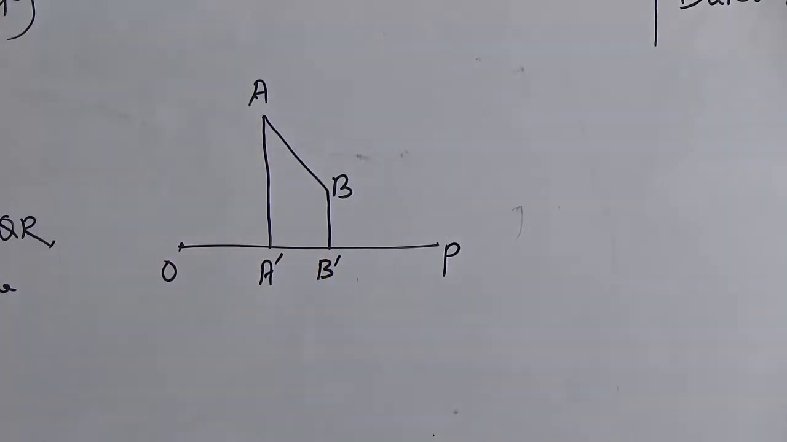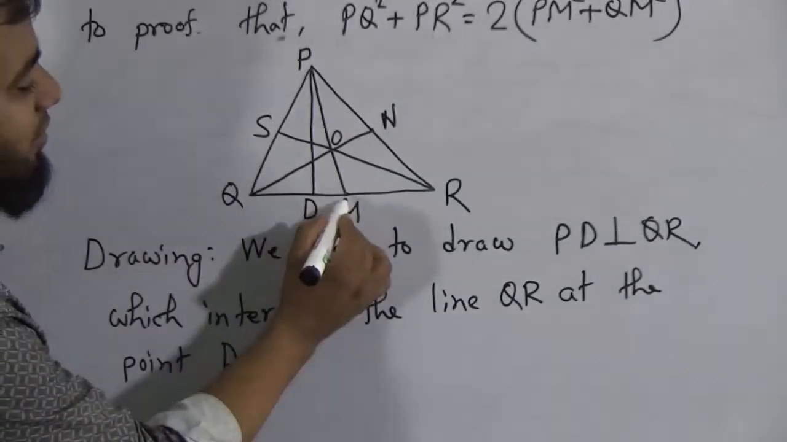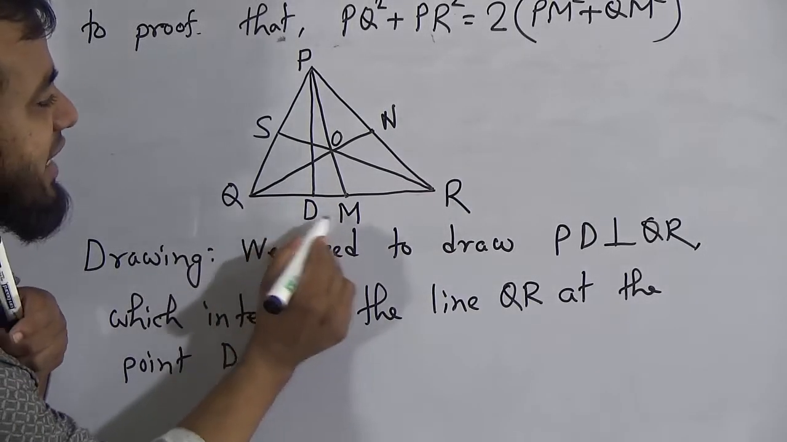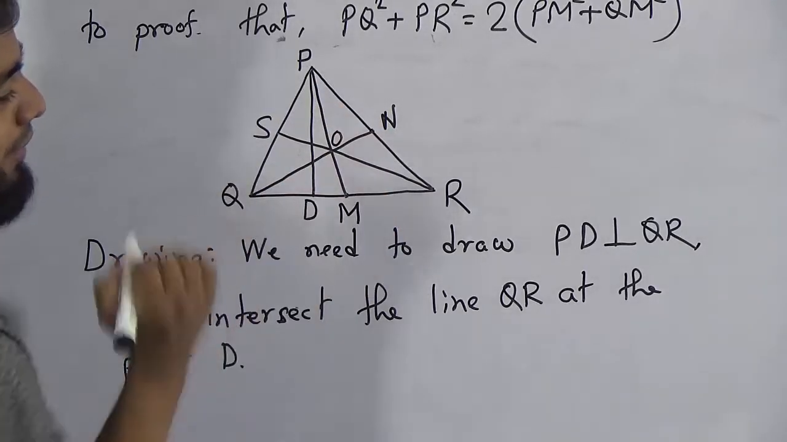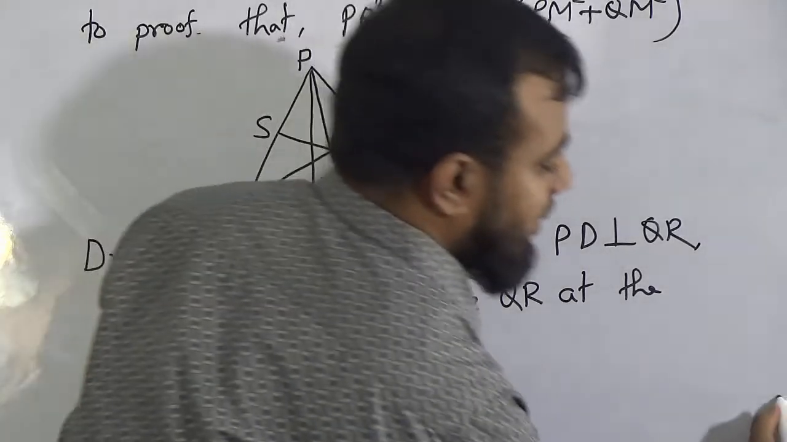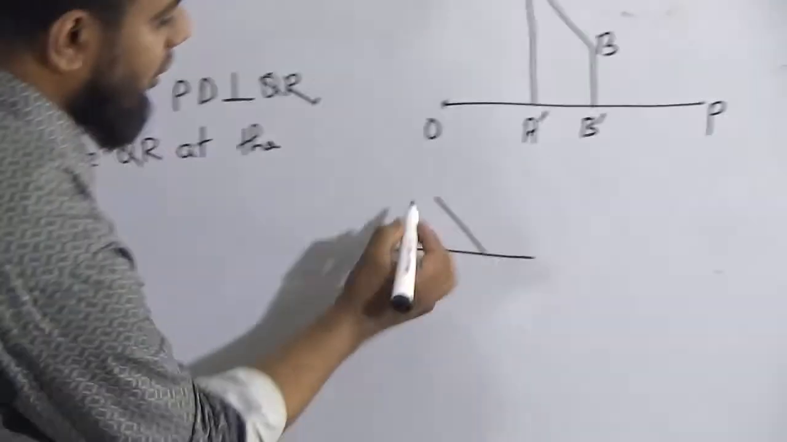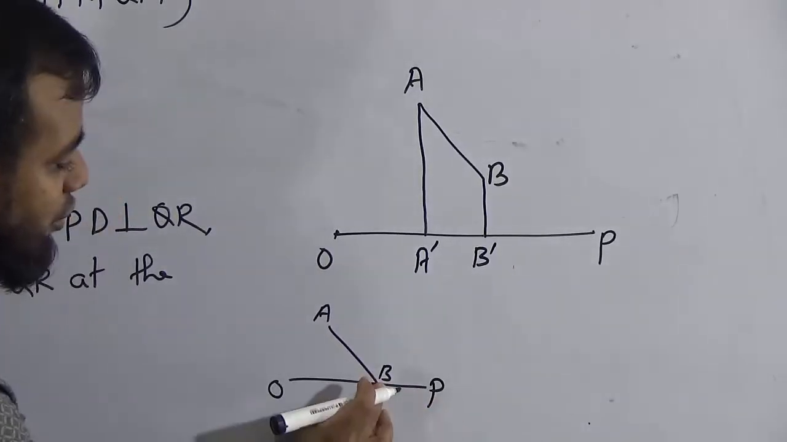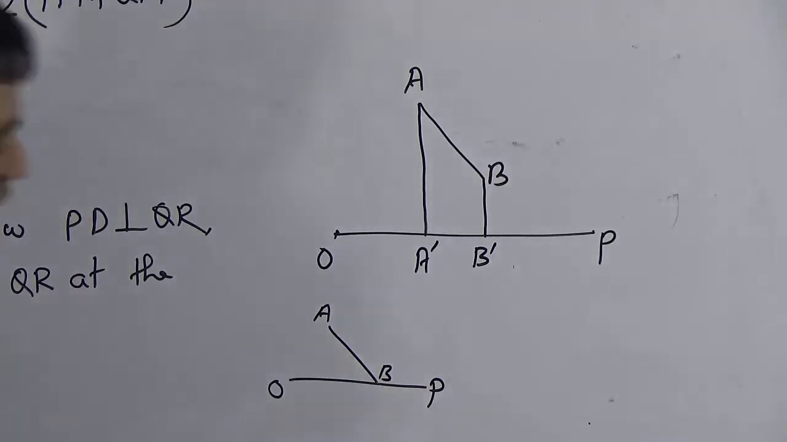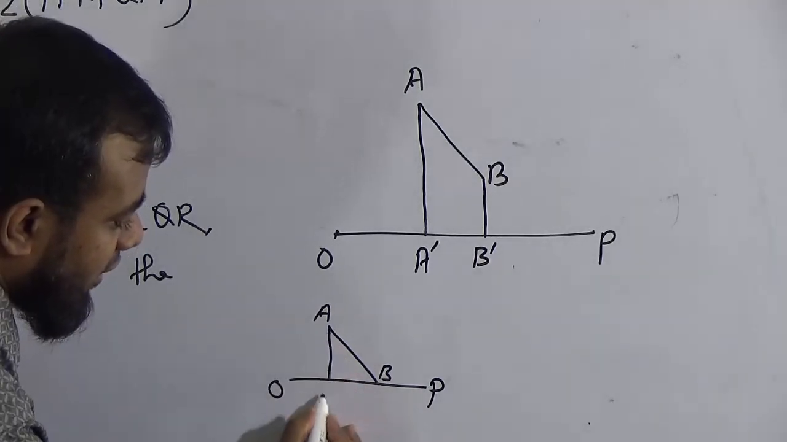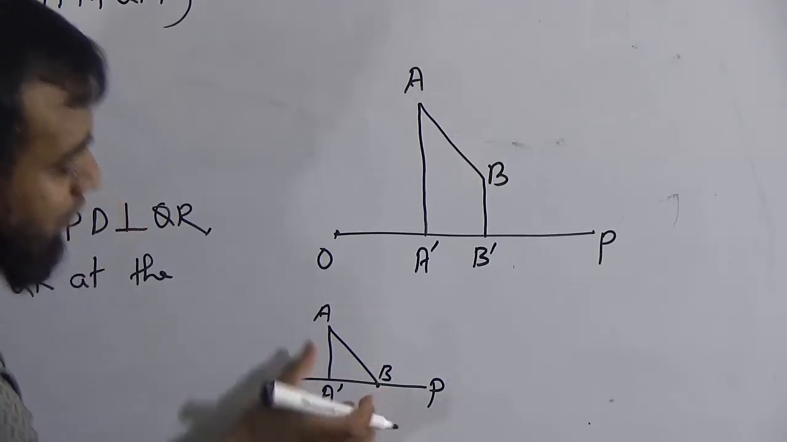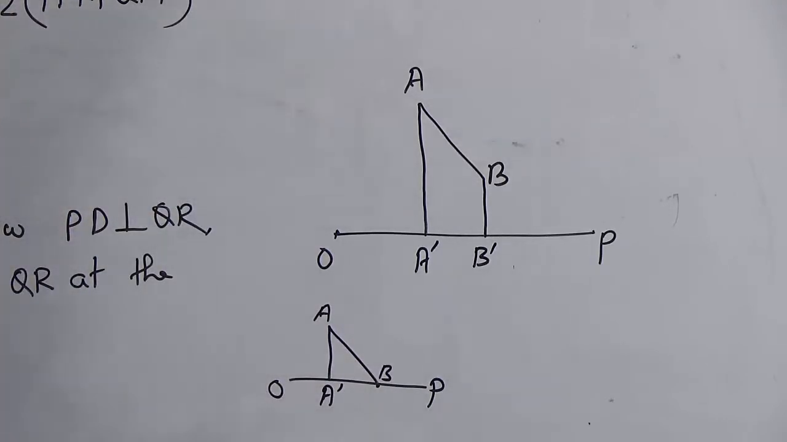So, dear students, look, PM already intersects the line QR at point M. That's why DM is the orthogonal projection of PM, like this one. My dear students, suppose this is a line AB and this is OP. We need to identify the orthogonal projection of AB, so we draw a perpendicular line here. It will be A dash. Now A dash B will be the orthogonal projection of the line AB. I hope you have understood.